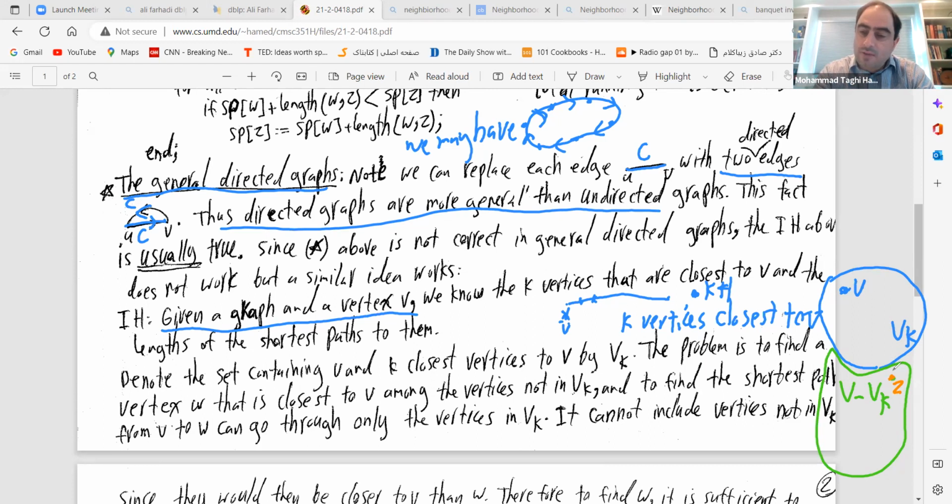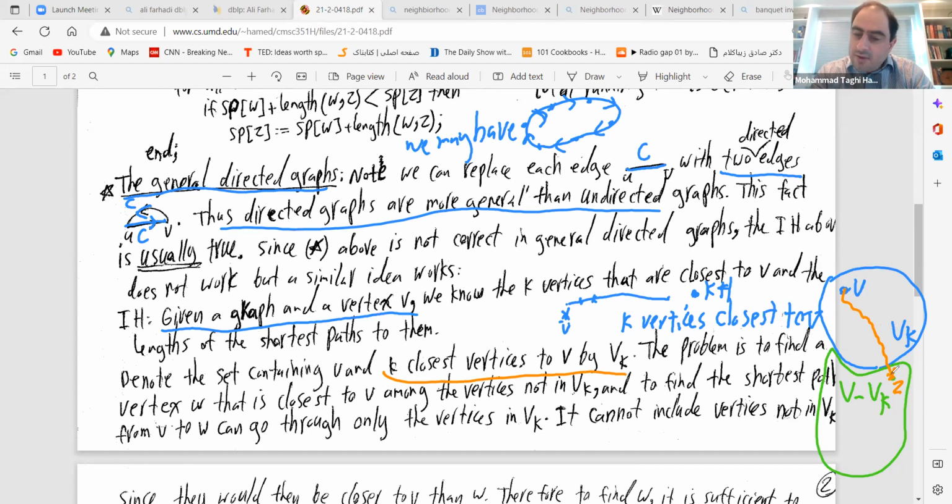Good. So we want to find the vertex. Now, assuming that this is the vertex Z that is the k plus first vertex, consider the path from V to Z. This is the shortest path from V to Z. And so far, these Vk are the closest k vertices. We denoted them by Vk.